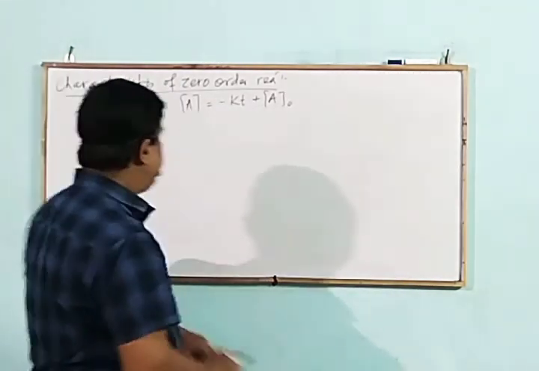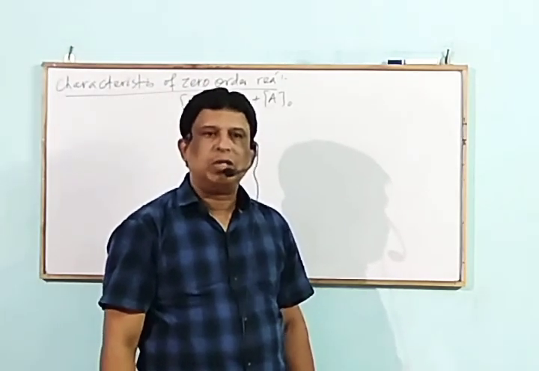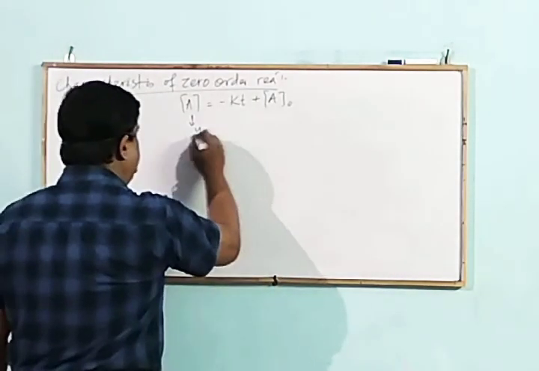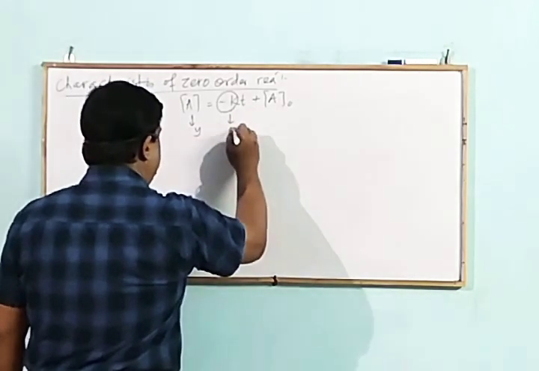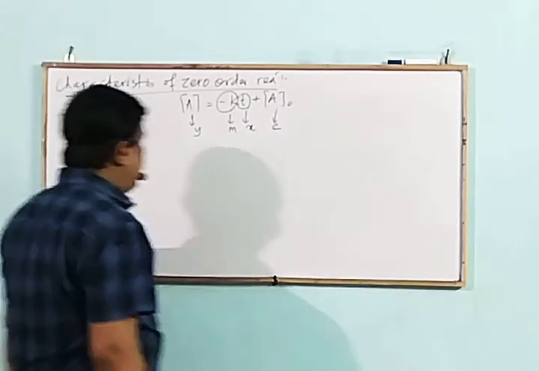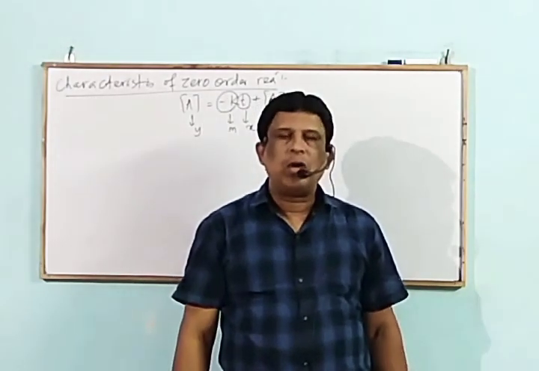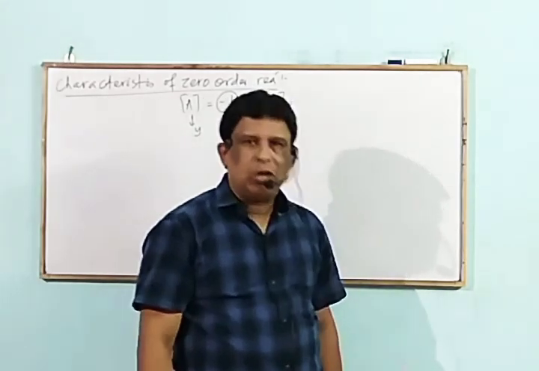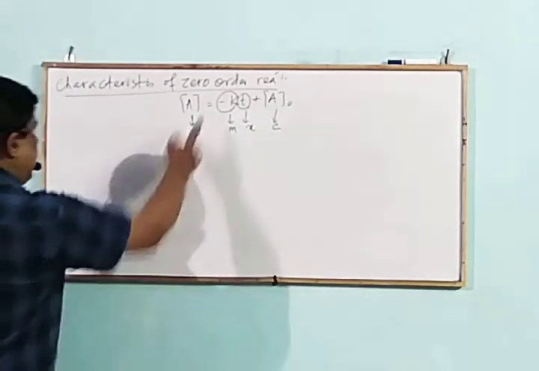This equation indicates that it is an equation of a straight line in the form of y is equal to mx plus c. Mark that. It is known as y, it is known as m, it is known as x, it is known as c. It is an expression equivalent to y is equal to mx plus c, the equation of a straight line in slope intercept form.